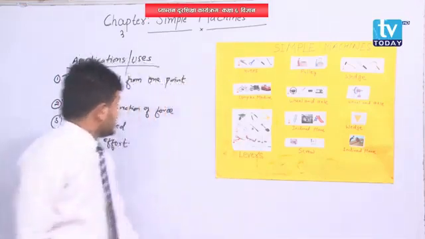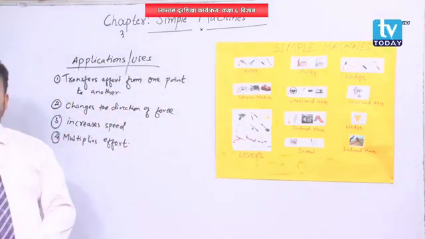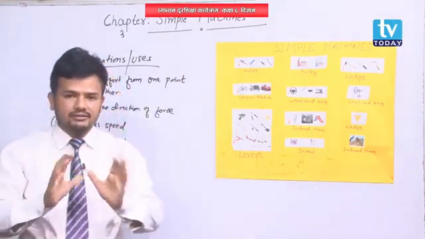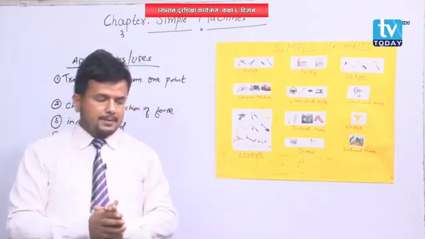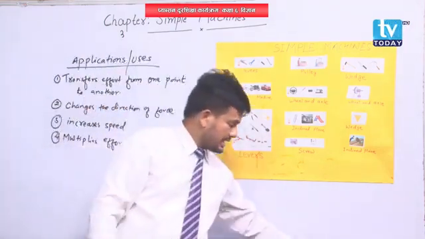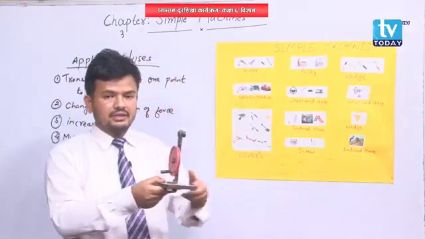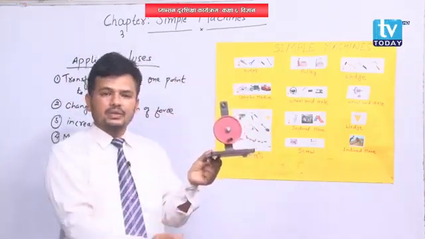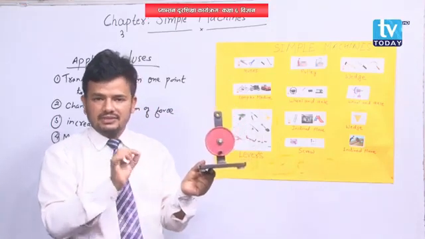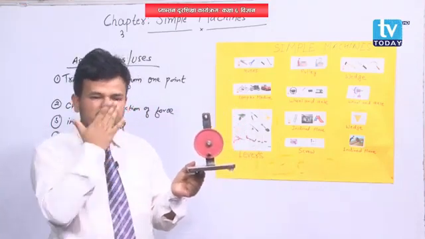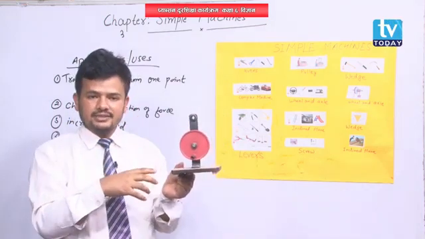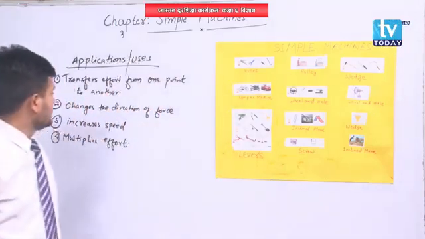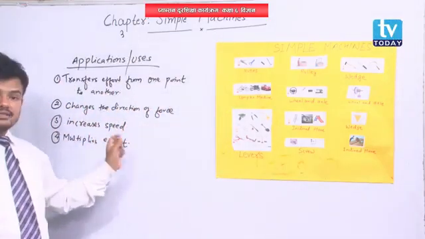Okay. Second, changes the direction of force. Do you know, to pull something upward is very difficult, that is against the gravity. But if you use some simple machine like a pulley, you have to pull the rope in the downward direction. So pulling something in the downward direction towards the gravity is very easy. So simple machines also make our work easier by changing the direction of force. Okay, please understand that. Increase the speed.